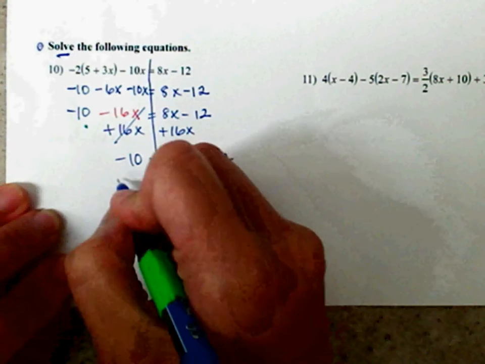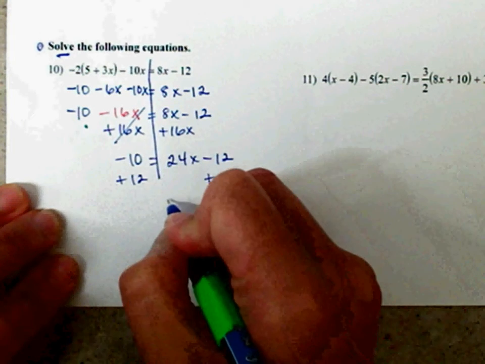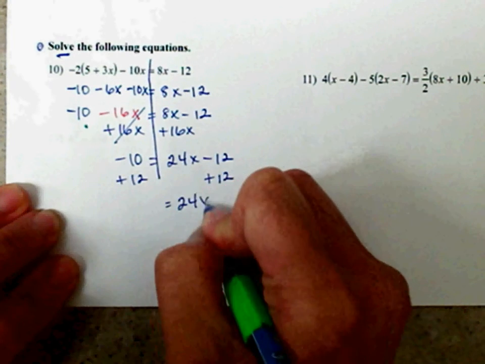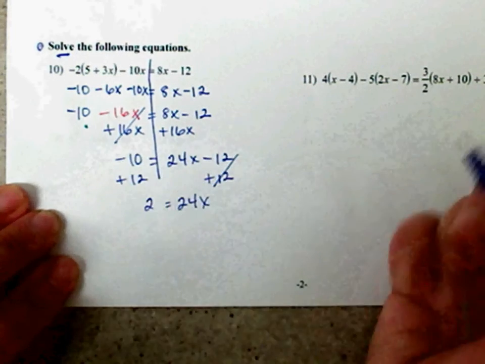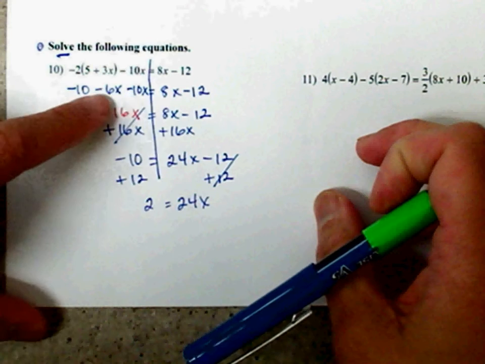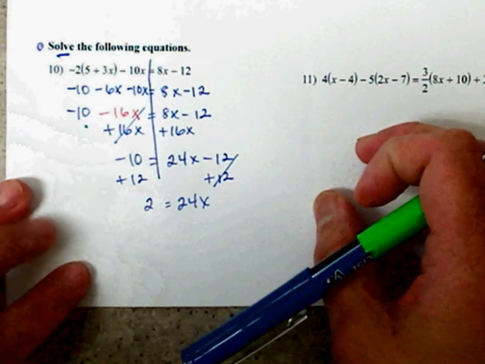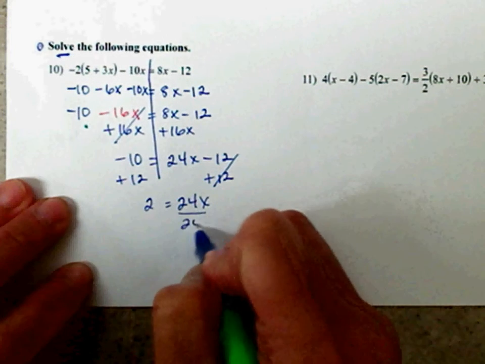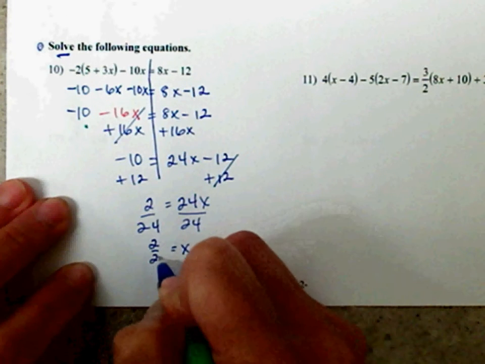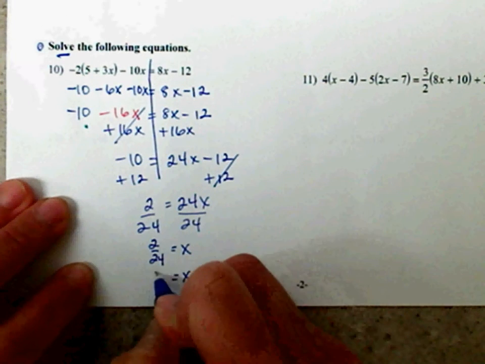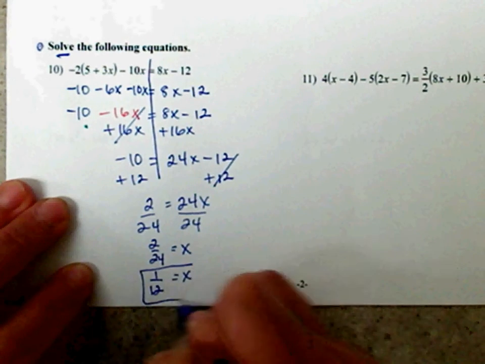Add 12, so you will have 24x, that cancels out, is equal to 2. Check my math, make sure I did everything correct. There we go. Okay, divide by 24, divide by 24, x is equal to 2 over 24. Simplify, that is 1 over 12.